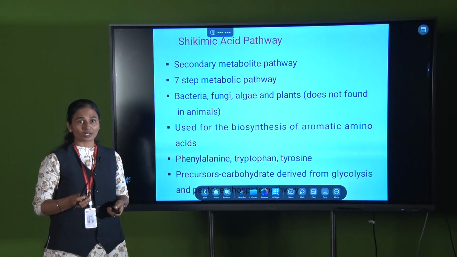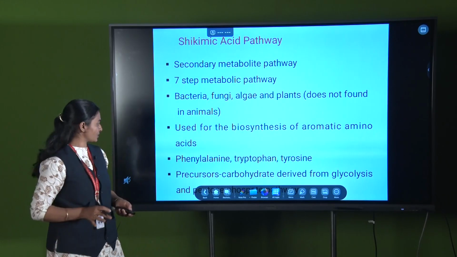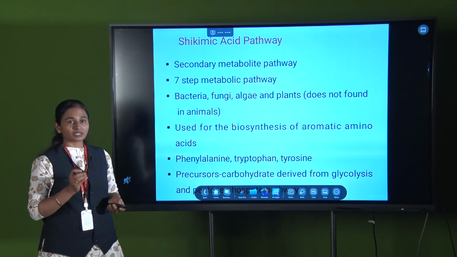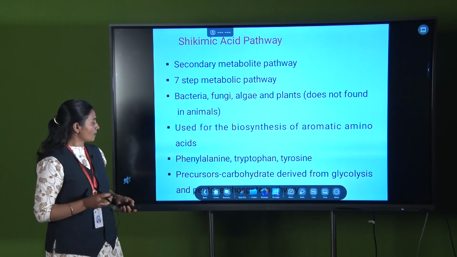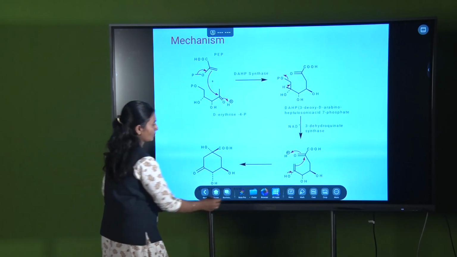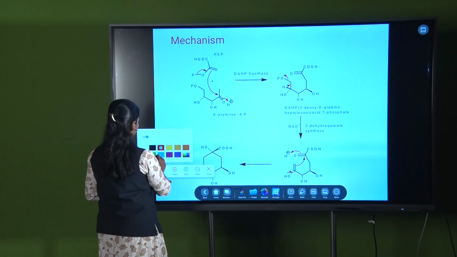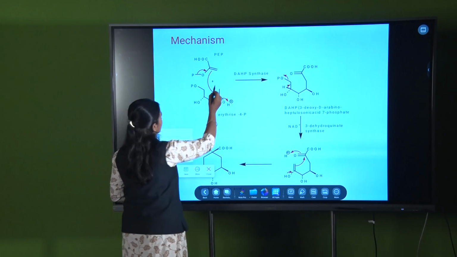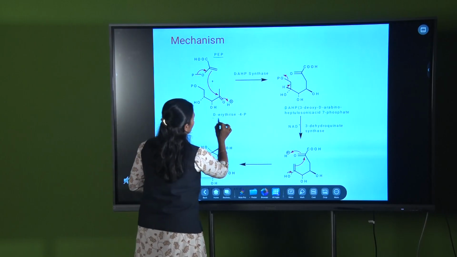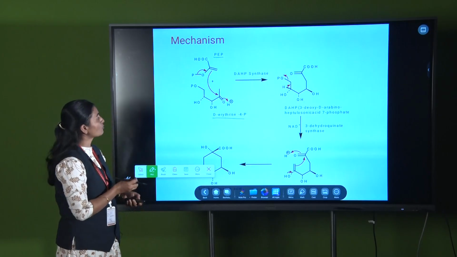Which are the different amino acids? They are, for example, phenylalanine, tryptophan and tyrosine. What are the precursors for this? Precursors are carbohydrates derived from glycolysis and the pentose phosphate pathway. Let us see the mechanism. In the mechanism, see phosphoenol pyruvate and D-erythrose 4-phosphate. We have seen that these are the precursors derived from glycolysis and the pentose phosphate pathway.